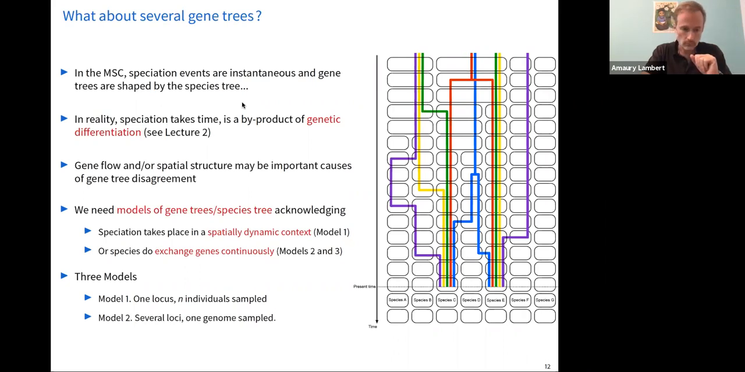In model 2, I will consider several loci, but I will only consider one genome which is sampled. So actually, there will be no gene tree, but I will just be interested in how the gene lineages are sorted in different species, as if on the cartoon you only look at the genome on the right and its ancestry. In model 3, I will consider several loci and n genomes sampled, and the picture will basically be what you see on the right.